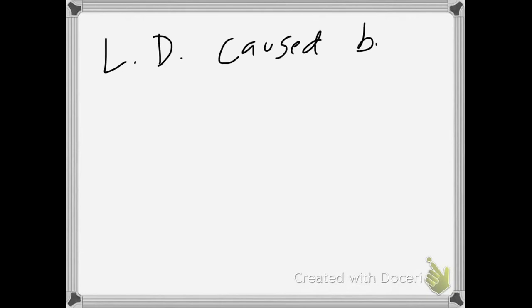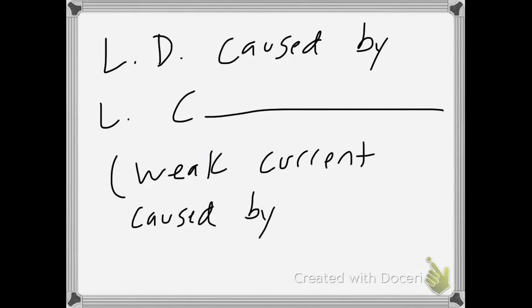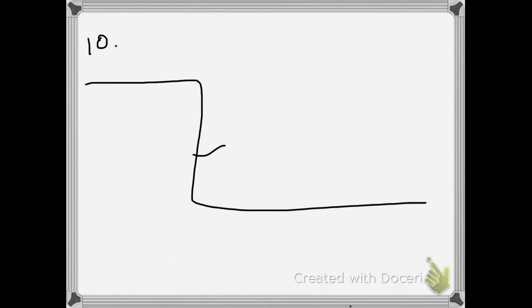Now, just to be clear, longshore drift is set up or caused by longshore current. And longshore current is this weak current that is created because of wave refraction. So the bending of the wave creates a weak current, which in turn causes the sand to zigzag down the beach.